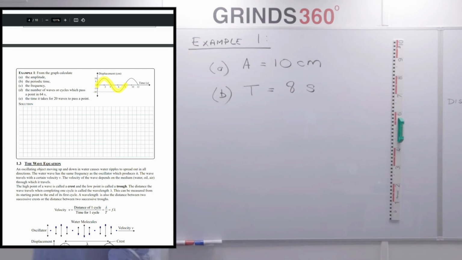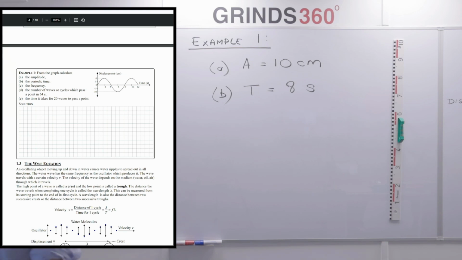The next thing they're asking me to find is the frequency. The frequency is the number of waves in 1 second. You know, you could look at 1 second, which is around here, and see what fraction of a full wave has taken place. Bit hard to find in the graph.